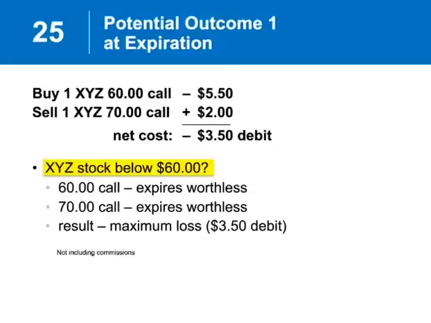So conceptually, just think now, if our forecast was wrong and the stock's below 60, well, the 60 call is the right to buy options at $60 or higher. If the stock's below 60, that option has no value. So we know the value of the 60-70 call spread will be 0, and we'll have lost our entire $3.50 debit.